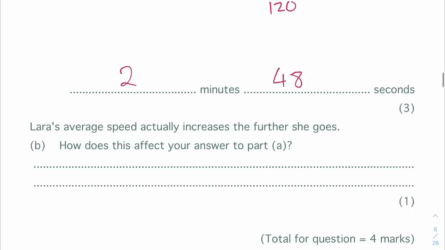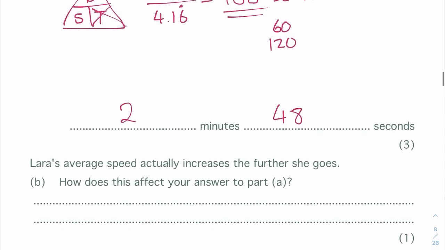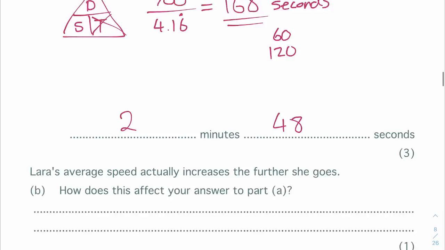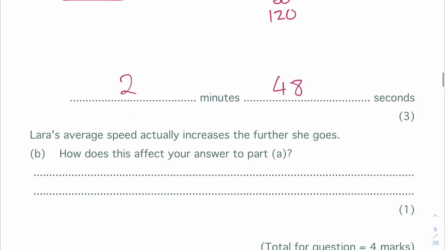It now says Lara's average speed actually increases the further she goes. How does this affect your answer to part A? Well, if her average speed increases, then she will have done this faster, as she'll be going at a faster speed. So how would our answer be affected? Well, our answer was a time, so we would have a faster time. So I would write down Lara would have a faster time.